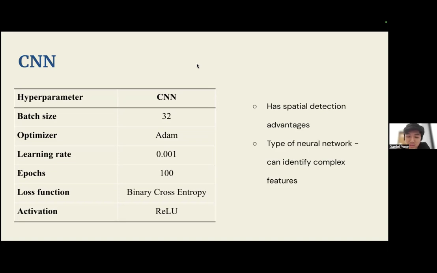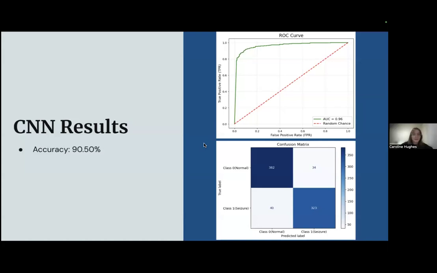Something to note for the CNN is the activation function. We used ReLU because it's the most common activation function for the CNN. And here we can see the results of the CNN. We can see that the area under the curve was 0.96 and the accuracy was 90.5%, which is a little bit better than the LSTM.